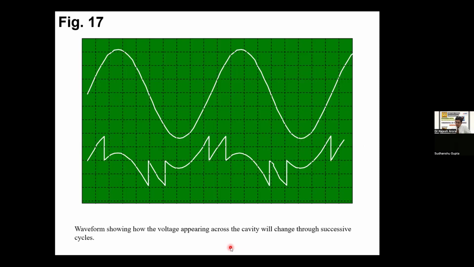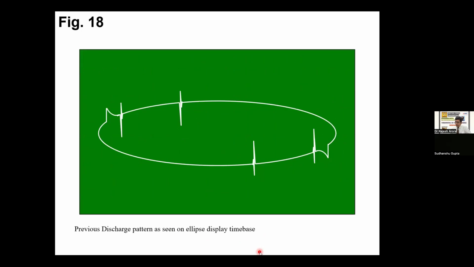Now coming to the wave in the oscilloscope. The oscilloscope waveform will appear like this. The waveform shows how the voltage appearing across the cavity will change through successive cycles. And an ellipse is formed when you synchronize the signal with the same frequency. The ellipse is formed in the oscilloscope.